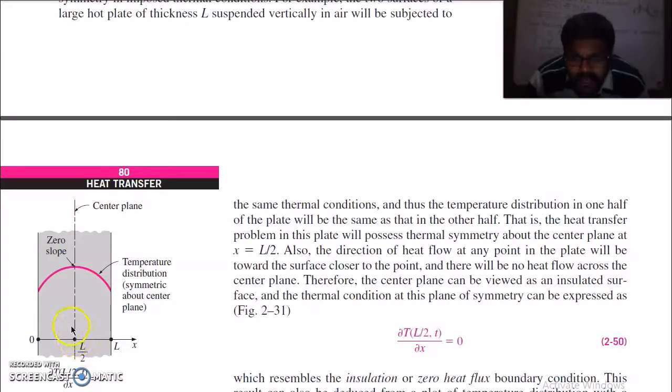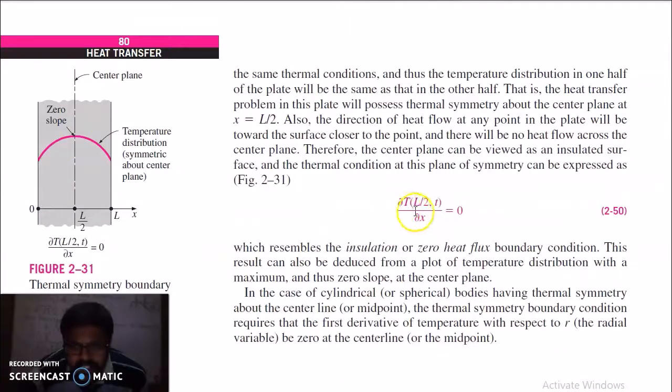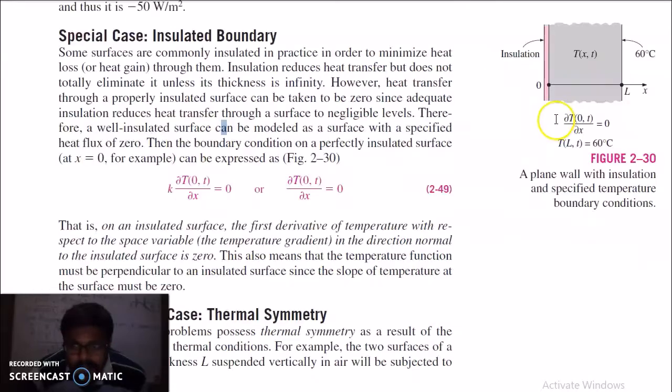Also, the direction of heat flow at any point in the plate will be toward the surface closer to the point, and there will be no heat flow across the center plane. Therefore, the central plane can be viewed as an insulated surface, and the thermal condition at the plane of symmetry can be expressed by del T by del x at L by 2 at time t is equal to 0. So as you can see, this condition resembles the condition in case of insulation.